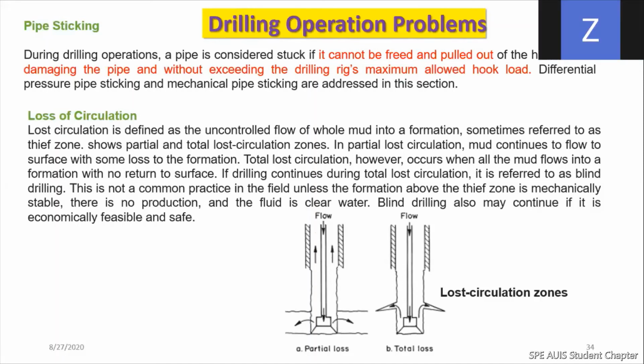First, pipe sticking. Since you are going to send pipe down, you may have a shale or clay layer. That clay layer or shale will stick with the pipe. You cannot take the pipes out. That's a major problem. Several times when you are reaching 100 meters the pipe will stick and cannot be taken out. That is one of the major problems in the drilling operation.